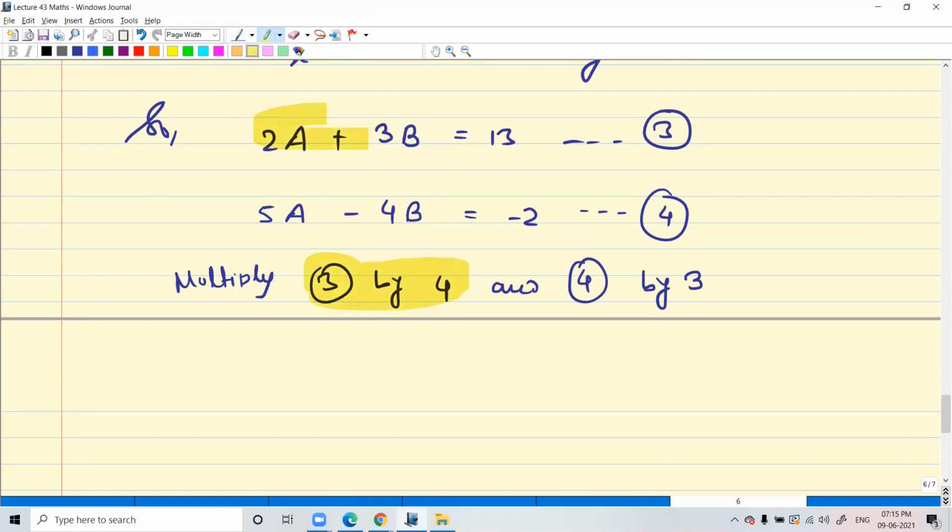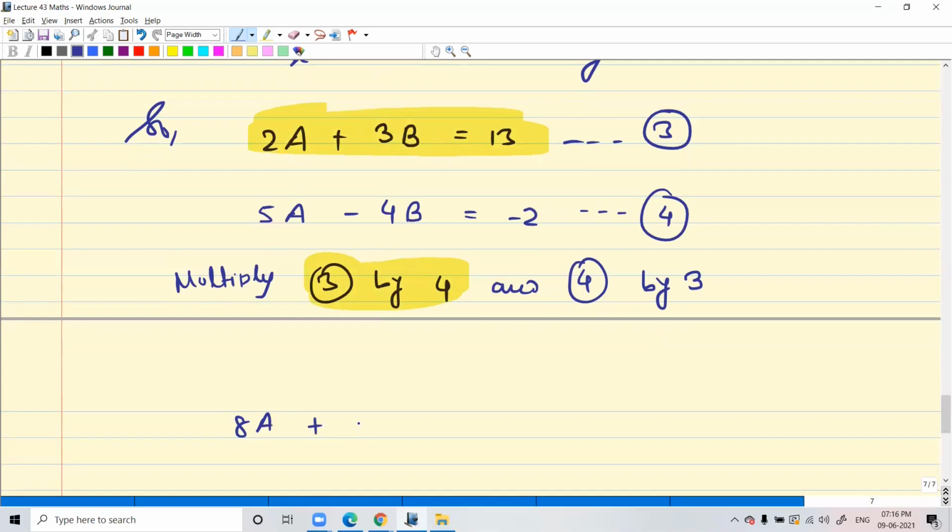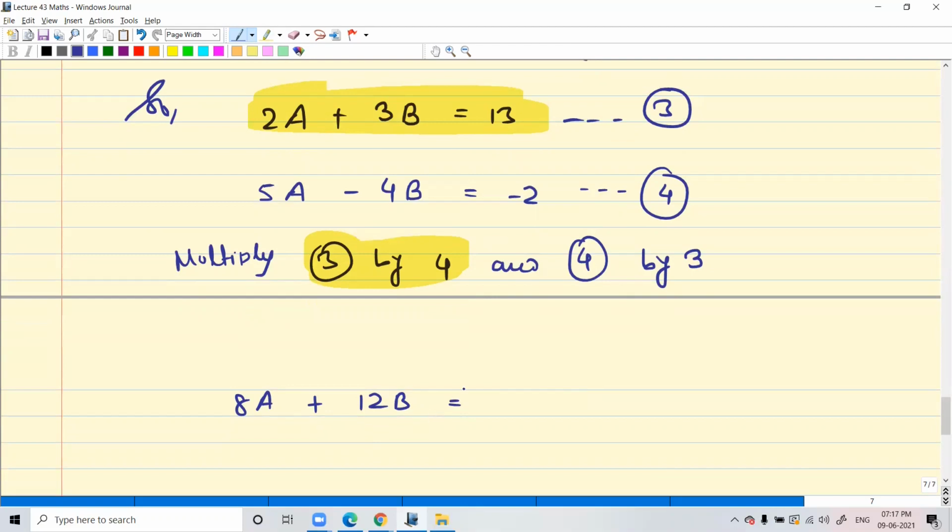Third equation, when I multiply by 4, what should I write for that? 8a plus 12b. Pragati, complete this. Yes, sir. So third equation, I'm multiplying by 4. So 2a became 8a, 3b became 12b, then 52, sir.